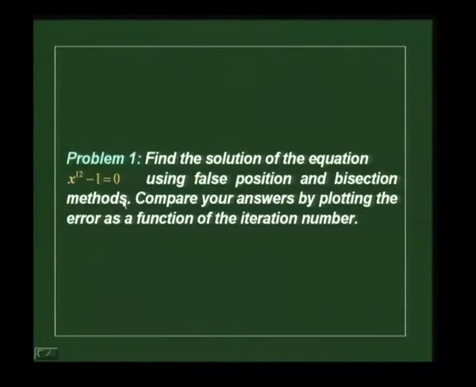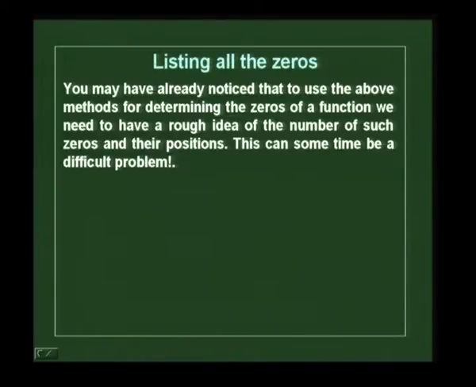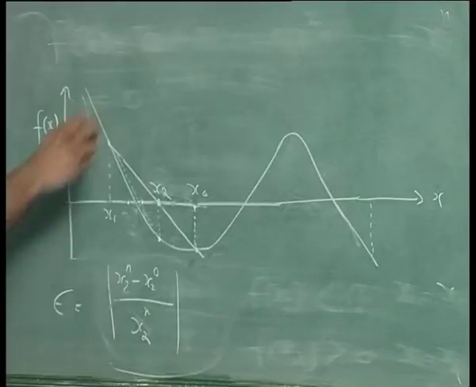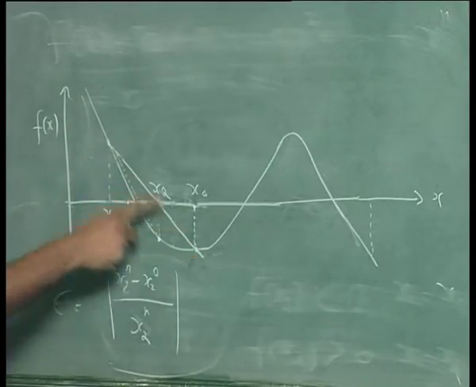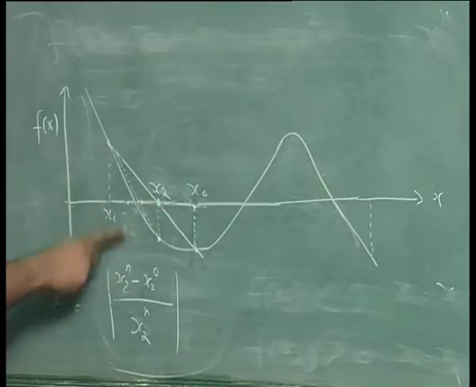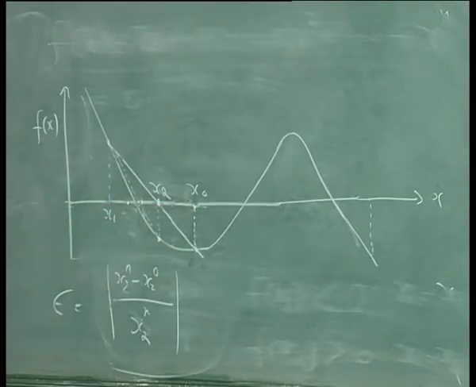Do this with the bisection method and also with the false position method, and compare your answers by plotting the error as a function of the iteration number to see how each converges. You can try both methods, either by taking x2 as the point at which the straight line connecting the two initial guesses crosses the x-axis, or by just taking the mean of x0 and x1. So that's what we have seen so far.